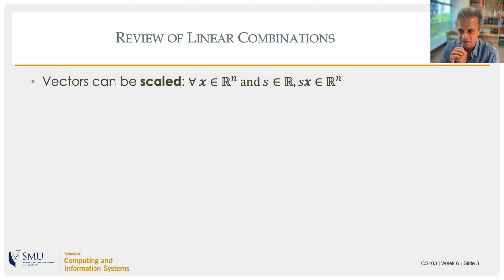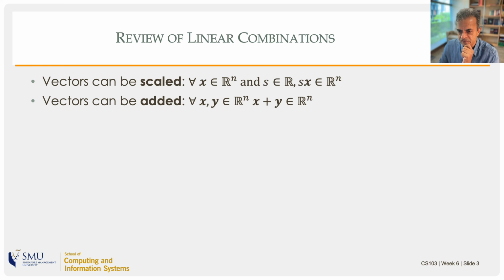So I use this term vector space without actually having defined it, but don't worry, we will define it later today. Similarly, vectors can be added. So if you have two vectors in Rn, you add them, you get another vector in Rn. Rn is just the set of all possible vectors of n dimensions and components that are real. R for real, n for the number of components.